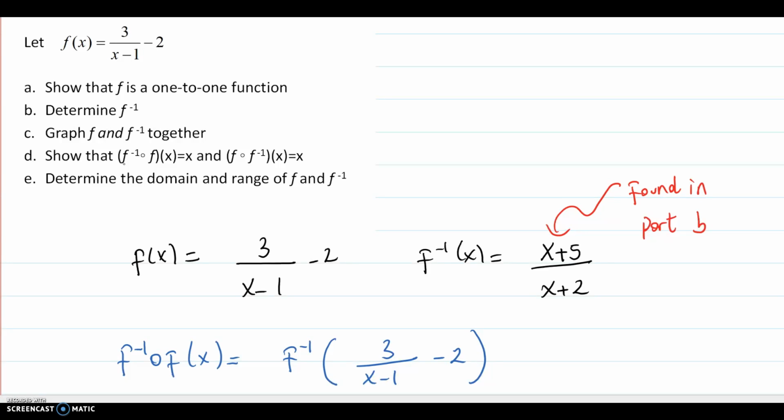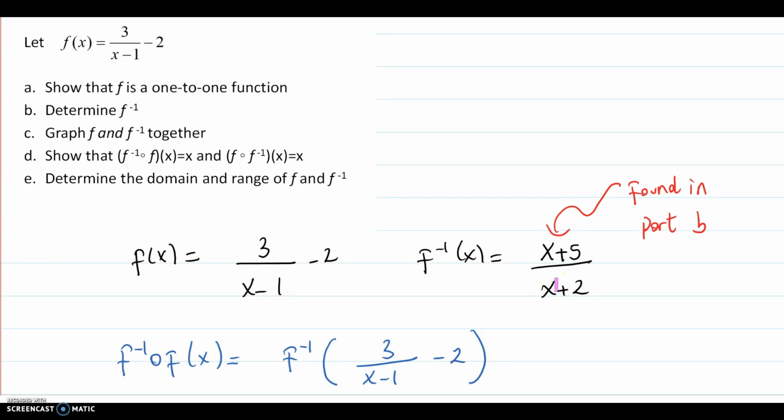question for part D. So f of x was given as 3 over x minus 1, minus 2. And f inverse of x, which was found in part B, I don't think you have a question for that. At least I'm going with that. You don't have a question with finding f inverse of x. It has been found as x plus 5 over x plus 2.